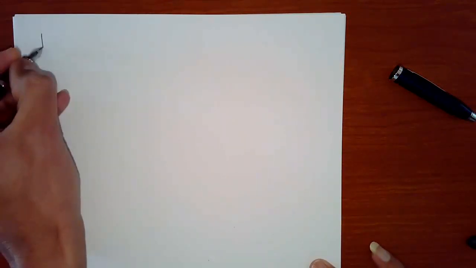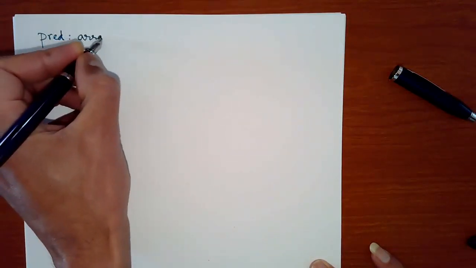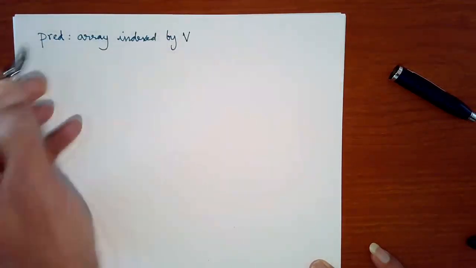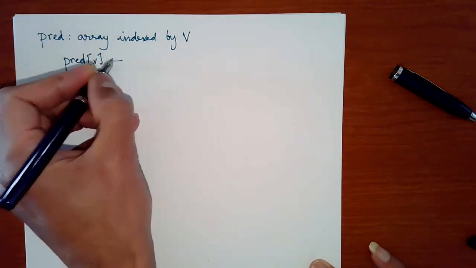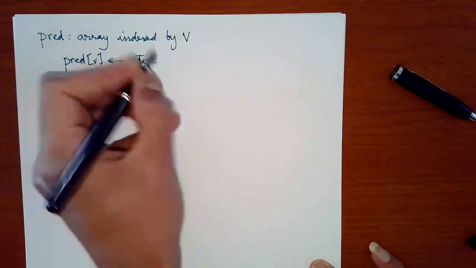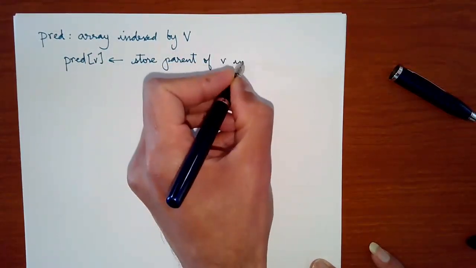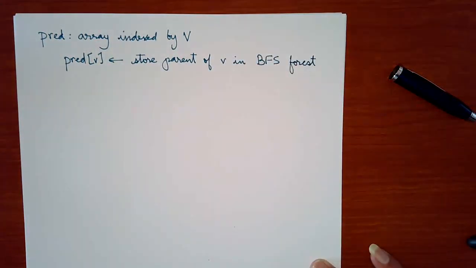I'm going to first tell you what BFS outputs, and then we can talk about what its guarantees are. So there is an array that I'm going to call predecessor. This is an array indexed by V. So the predecessor of V is going to store the parent of V in the BFS forest. I'll explain this shortly.